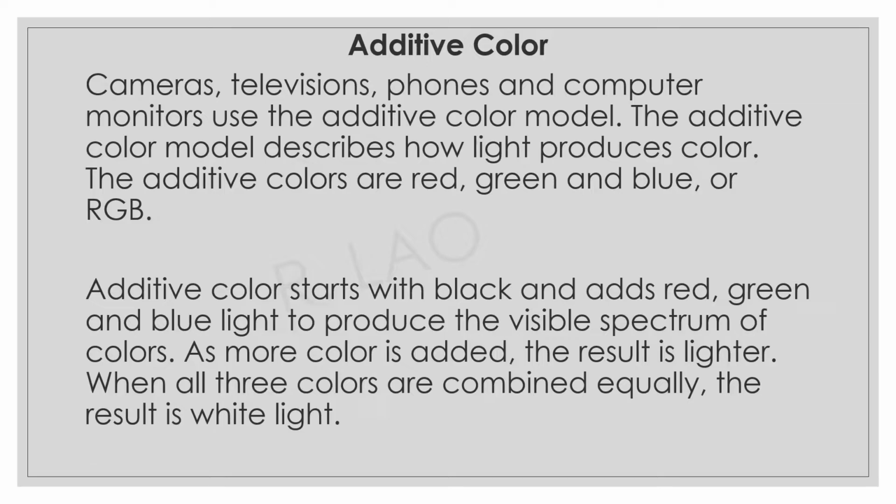Una na siya, black na siya, and then it adds green, red, and blue light to produce the visible spectrum of colors. As more color is added, the result is lighter. When all these three colors are combined equally, the result is white. That is why, on sa digital kita, una ang black, and then gadugang red, gadugang green, and gadugang blue. So, kung combine na sila, ma-produce ang spectrum of colors.